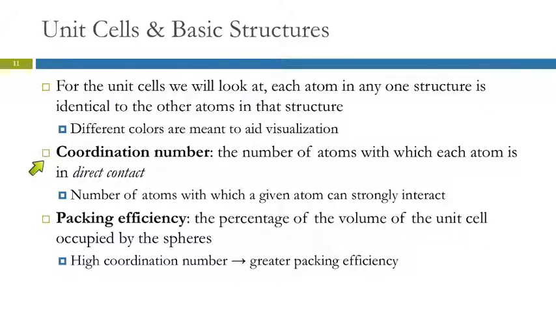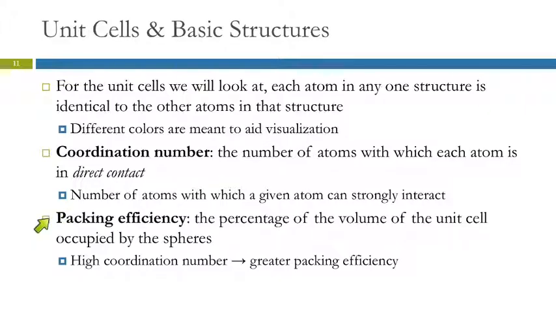We talk about something called coordination number. That's the number of atoms that each atom is in direct contact with. How many closest neighbors does it have? And depending on how the atoms are arranged, that number can vary. It's the number of atoms with which a given atom can interact strongly, because all of these interactions are only strong at very short distances.